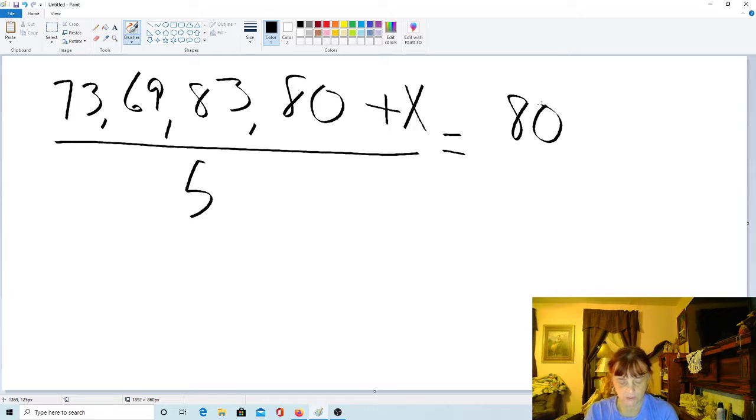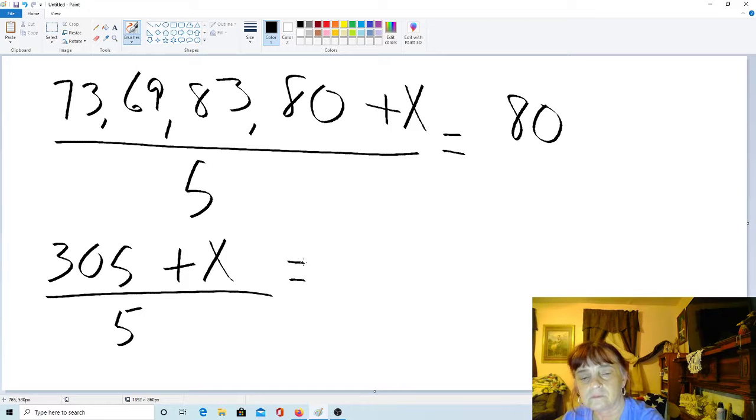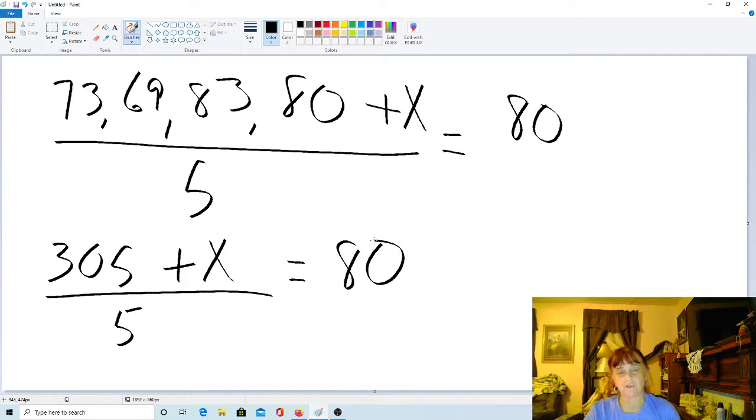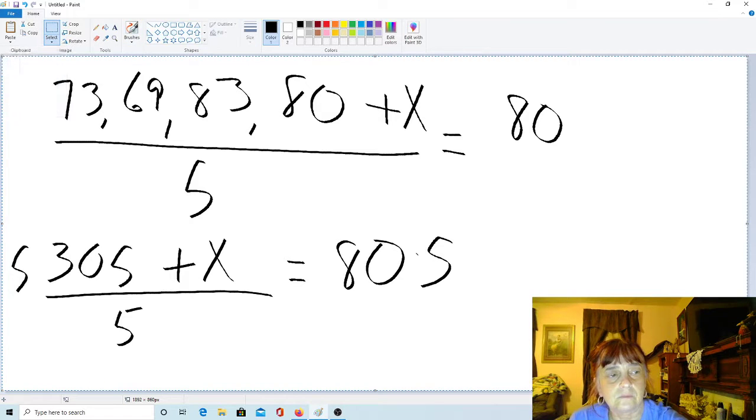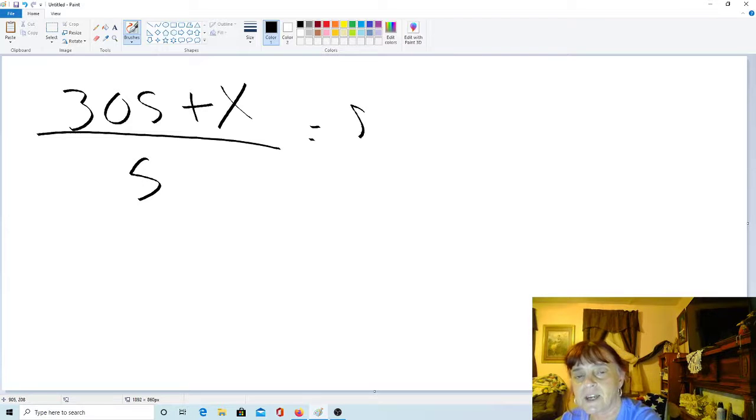So 73 plus 69 plus 83 plus 80 is 305. And then you have to solve this for x, so we can multiply both sides by 5. Okay, so that's 305 plus x over 5 equals 80.